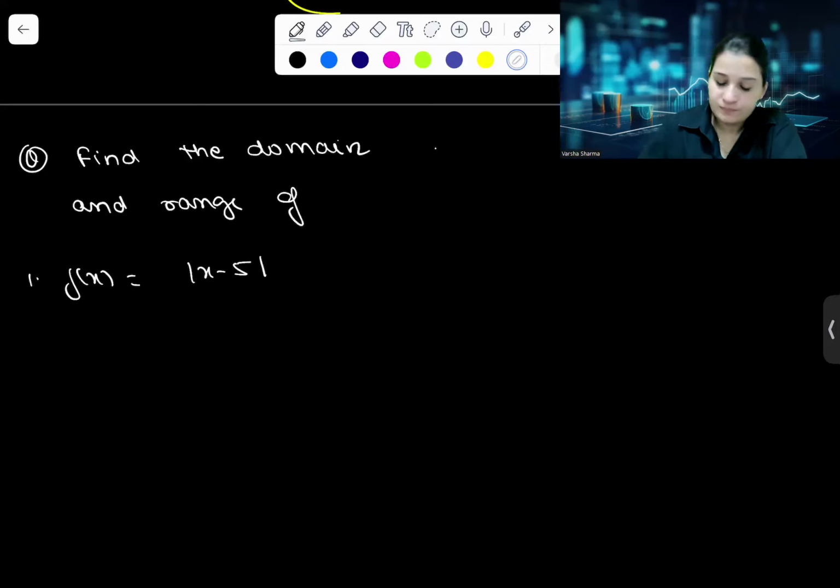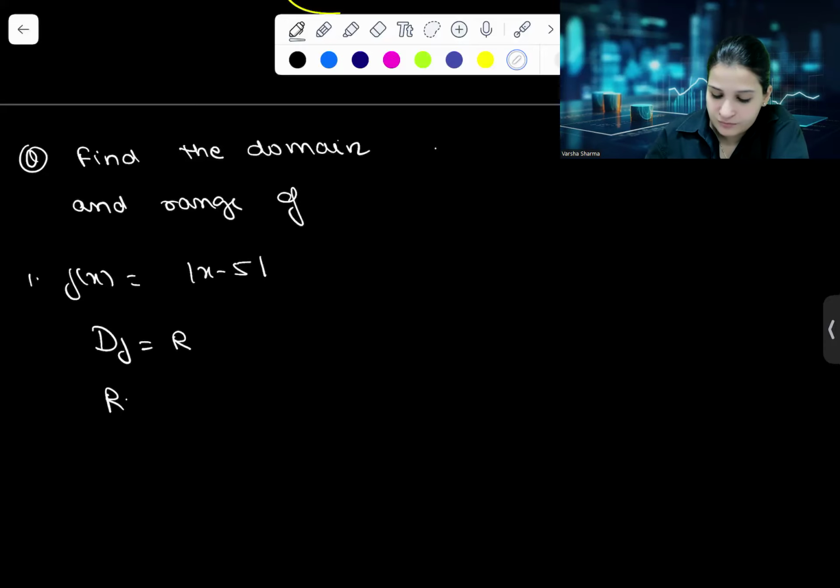What's the domain? It's an MCQ question, you don't need to work out anything. All real numbers. There's no fraction, there's no root.